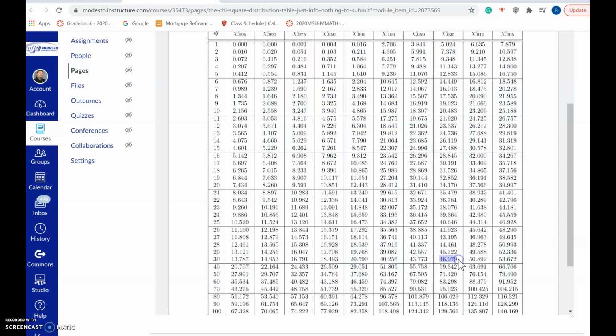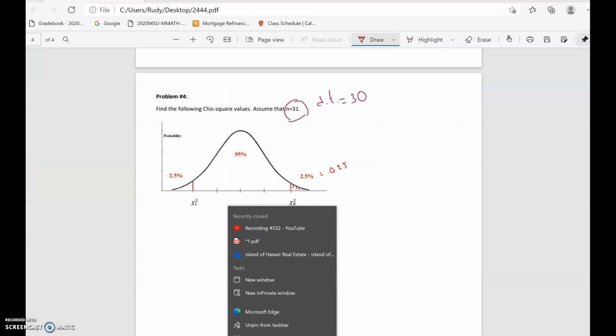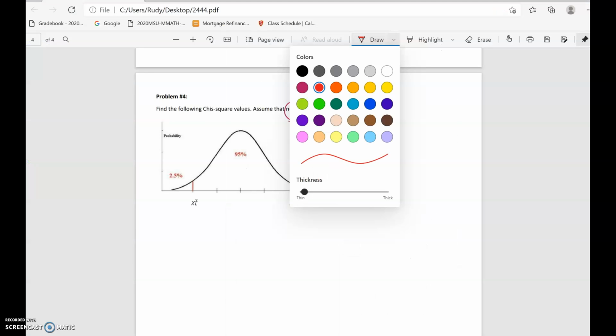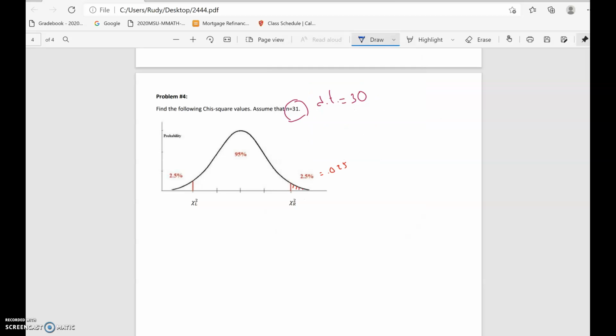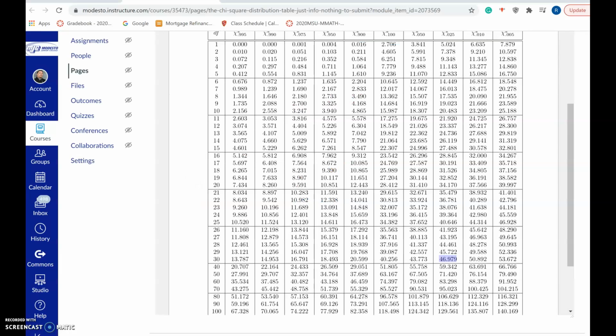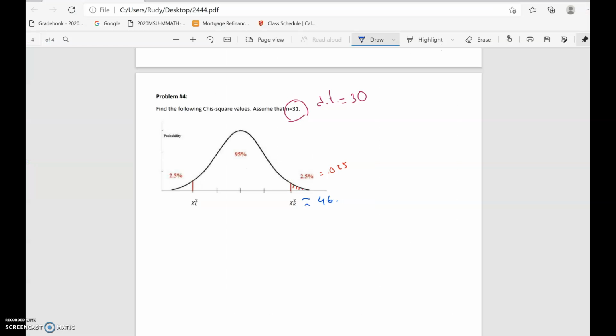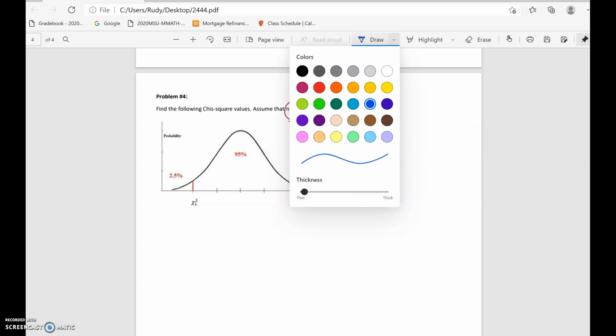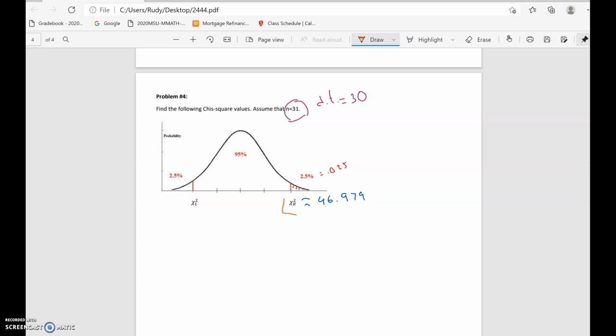So 46.979. This value here is approximately 46.979. That's the value that technically has 0.025, or 2.5%, area above it.